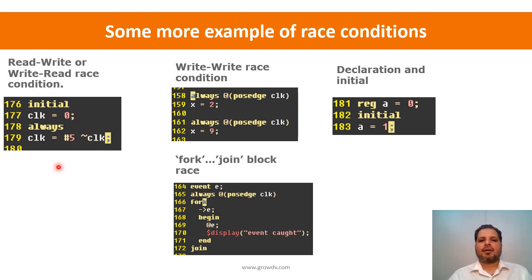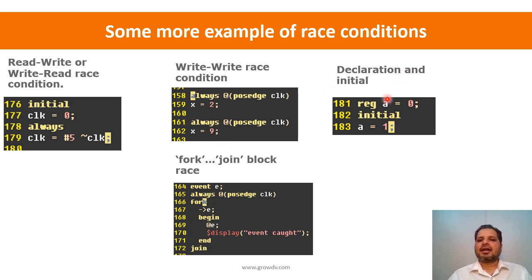So this is one type of race condition, and the second is a write-write race condition. There are multiple processes, and both are trying to update at the same event, accessing the same variable. In all of these cases you can see that. At time 0, at the passage of the clock, who is going to execute among these two? If the first always block executes and then the second always block executes, at the end of processing the value will be 9, and if it is vice versa the value will become 2. So we do not have a deterministic value on this variable x.